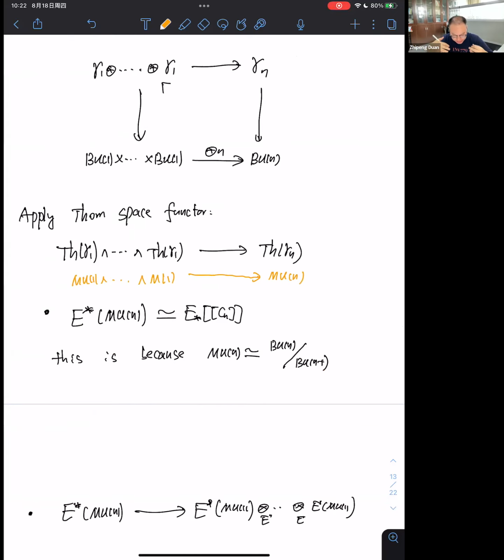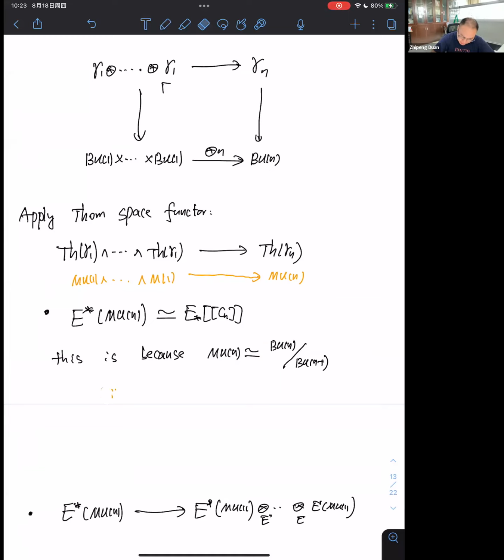First I state a fact about the generalized cohomology of MUn. This says that the E cohomology of MUn is just the power series on one generator, c_n, with E star coefficients. How to see that? This is simply because of a simple geometric fact that the Thom space MUn is homotopy equivalent to the quotient of the classifying space BUn by the classifying space BUn-1. Why is that? This is just by definition of the Thom space. The Thom space is defined by the quotient of the disk bundle by the sphere bundle.